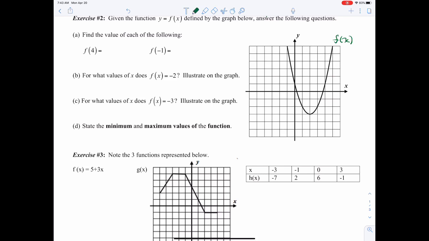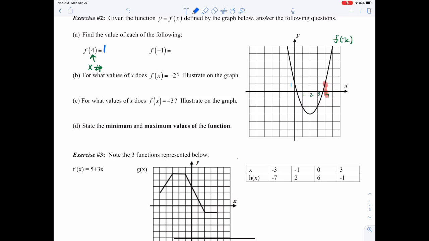F of 4. Well, how do we find f of 4 without an equation? Well, if you remember, this is the x number. So if the x number is 4, we'll just go to 4. 1, 2, 3, 4 on our graph. And so we're going to be somewhere along here. Now we're just going to go up till we hit a point. We hit a point right there. And what y value is that? That is a y value of 1. So f of 4 equals 1.